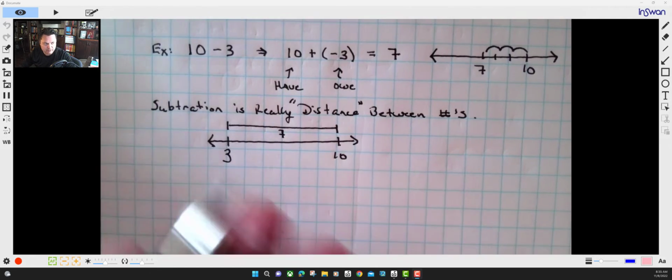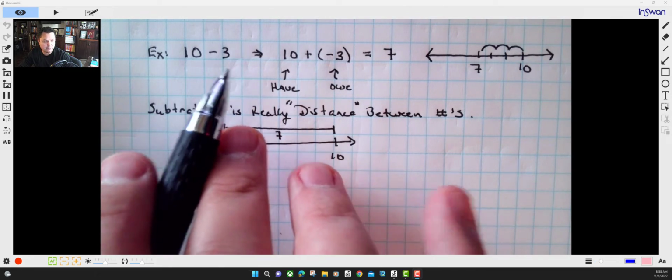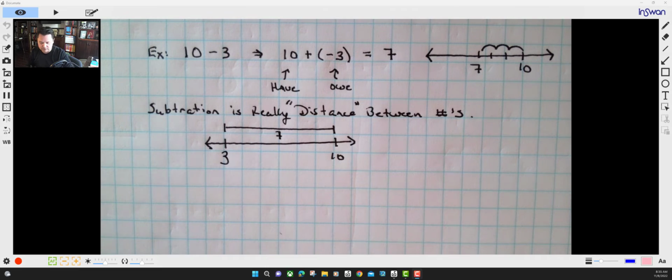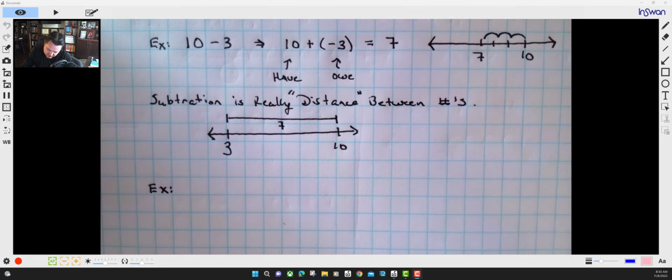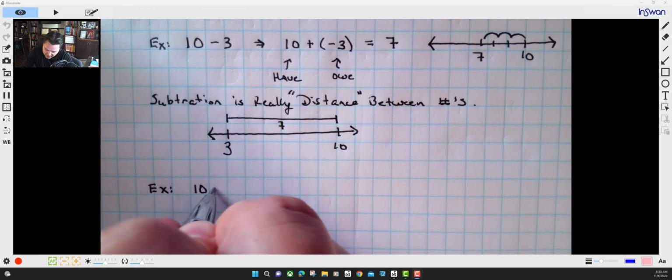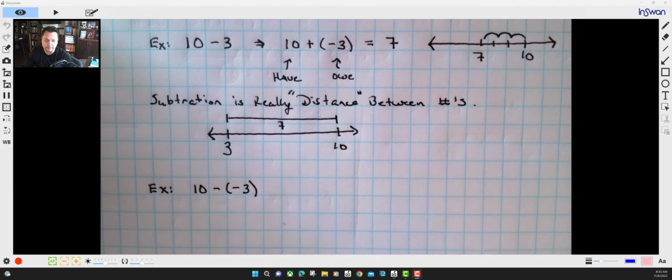We're going to take a look at a couple different problems that involve subtraction and how to work with positive and negative signs. So let's say we've got something like this. What if I have 10 minus a negative 3?